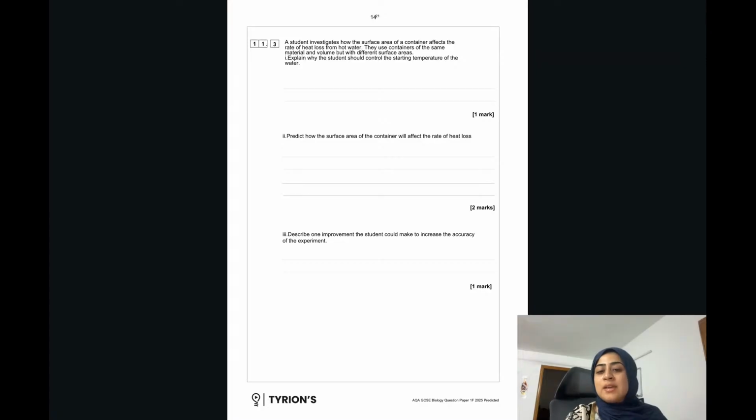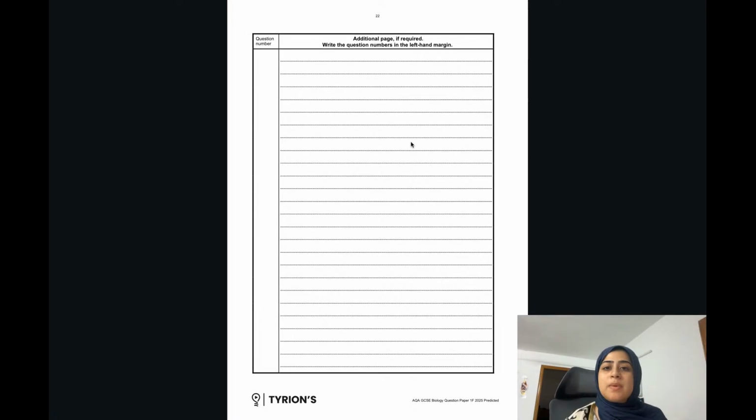And lastly, one improvement the student could make to the accuracy of the experiment. Well, you could say multiple things for this. One thing you could say is use a digital thermometer again. And how would this affect it? It would reduce the human error. Okay, so a digital thermometer always improves the accuracy of experiments. All right, so we are going to stop there.